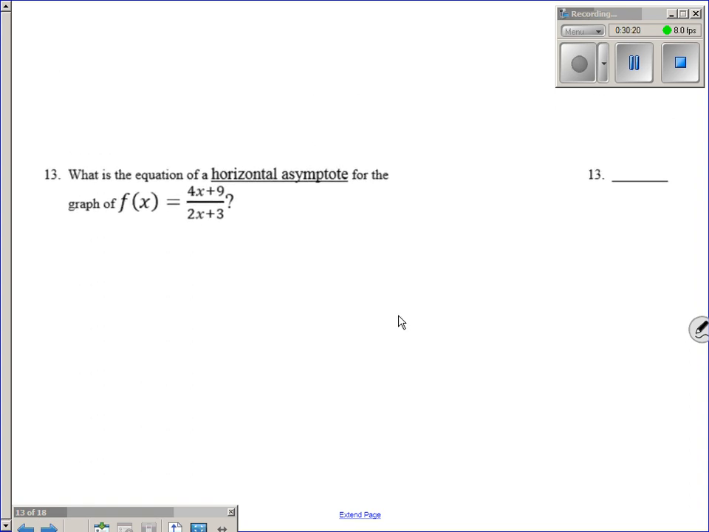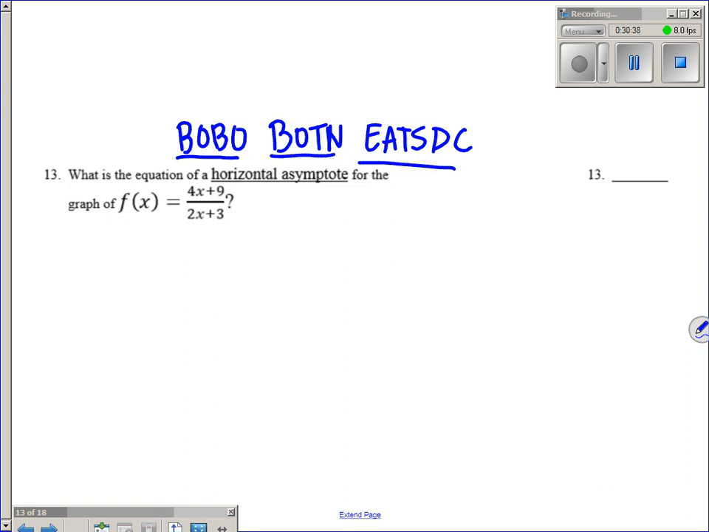13 is another that is going to be multiple choice and try to trick you. Horizontal asymptote is that BOBO, BOTN, EATS DC thing. So we have to decide if it's BOBO, BOTN, or EATS DC. And by doing that, we've got to look at the degree of the polynomials. Well, the top one just has a plain x, so we know that's an understood 1 as an exponent, so the degree is a 1.